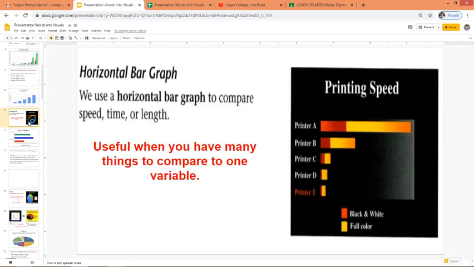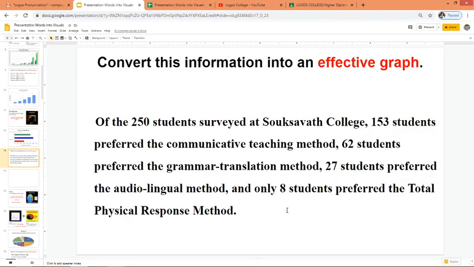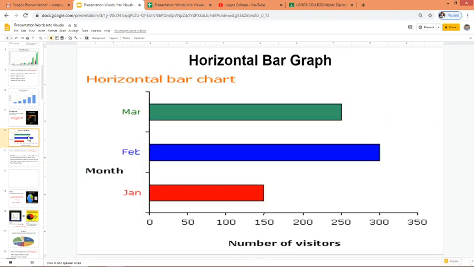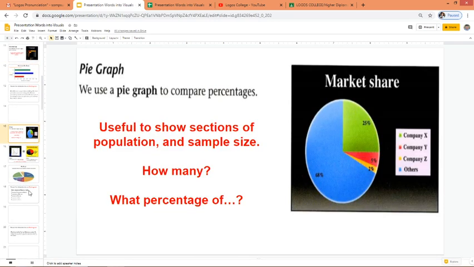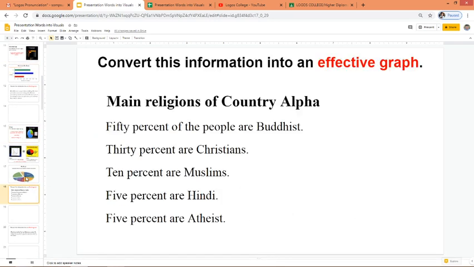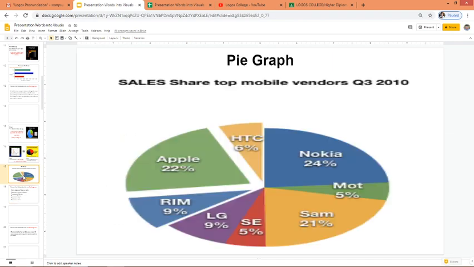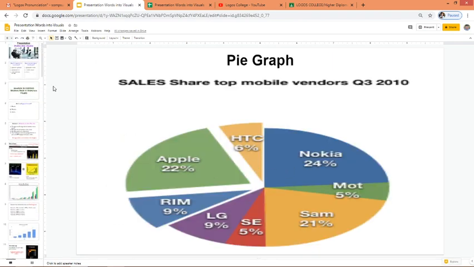Next video, we're gonna continue working on converting information like this into another style graph that we talked about. And then we're gonna convert information like this into the most popular type of graph that people like, and it's the pie graph. Okay, that's it for now.